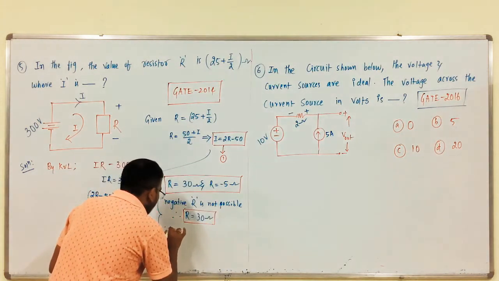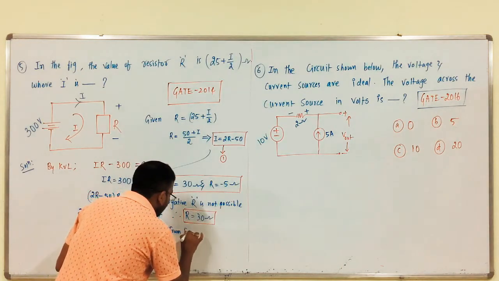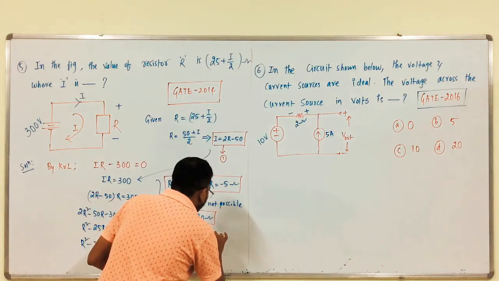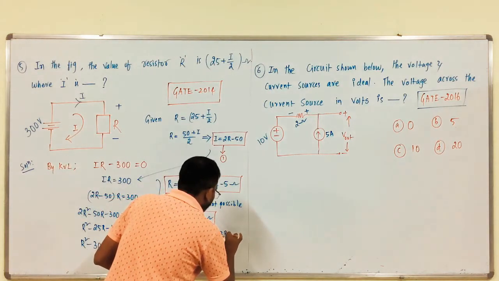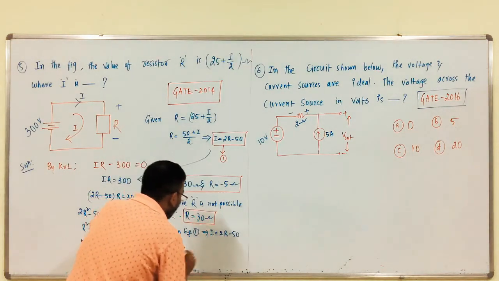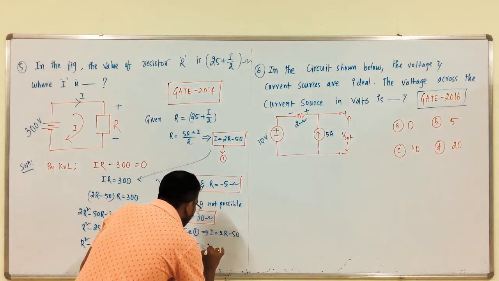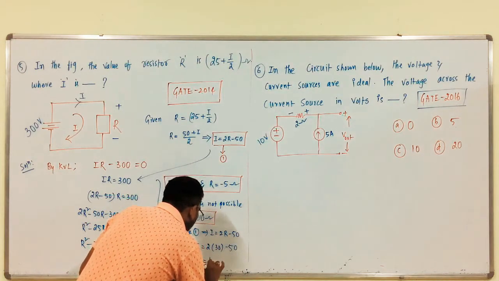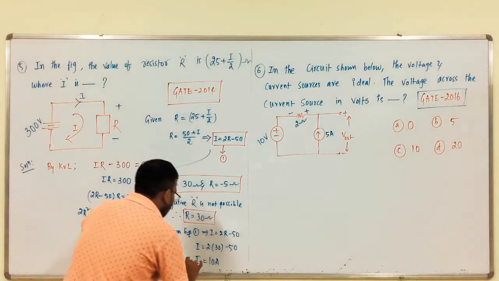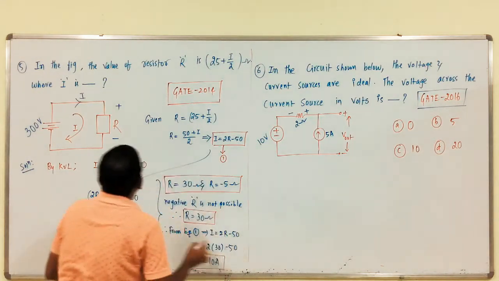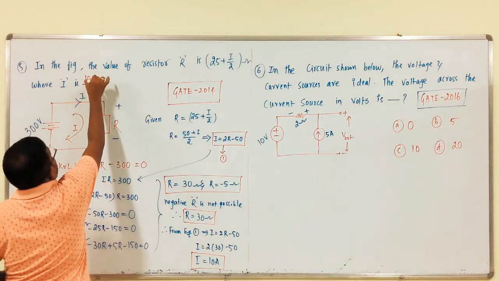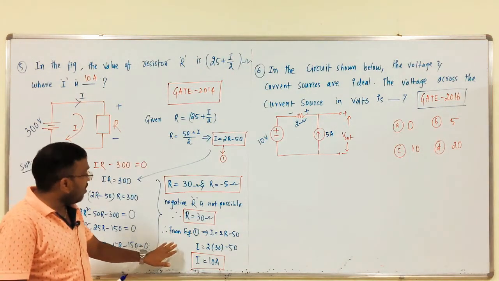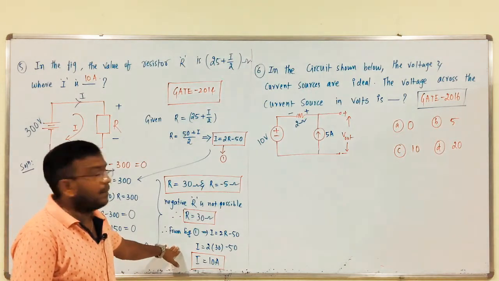Therefore, from equation 1, which implies I is equals to what? 2R minus 50. Therefore, I is equals to 2 into 30 minus 50. Therefore, I is equals to 10 amps. This is the value of current, that is I is 10 amps. This is a previously asked question in GATE 2014.